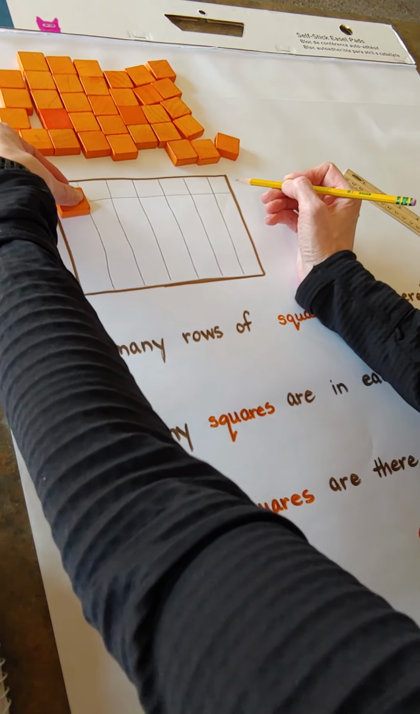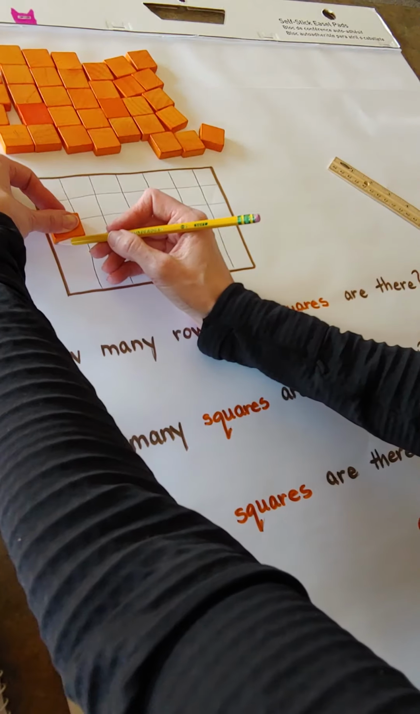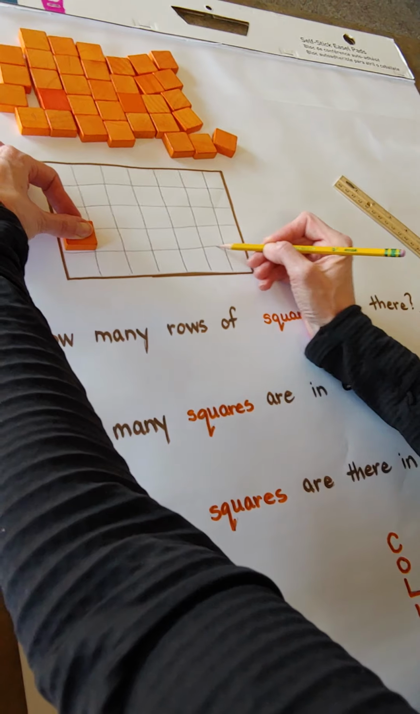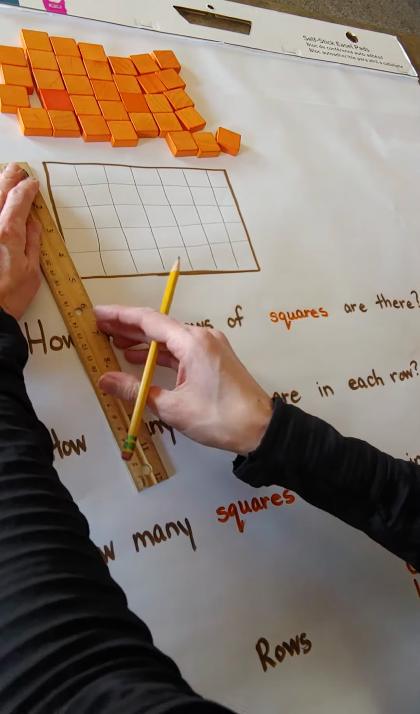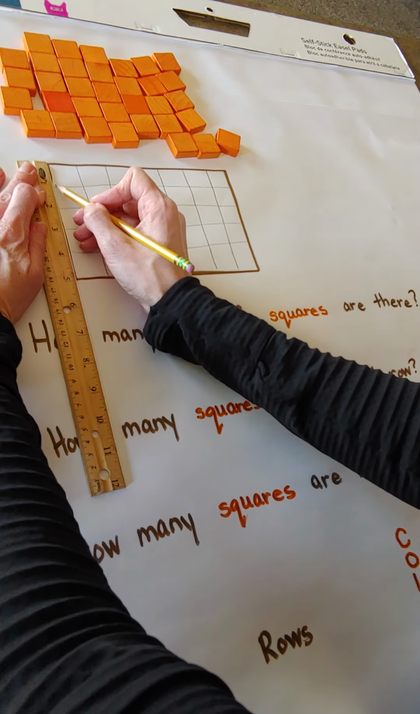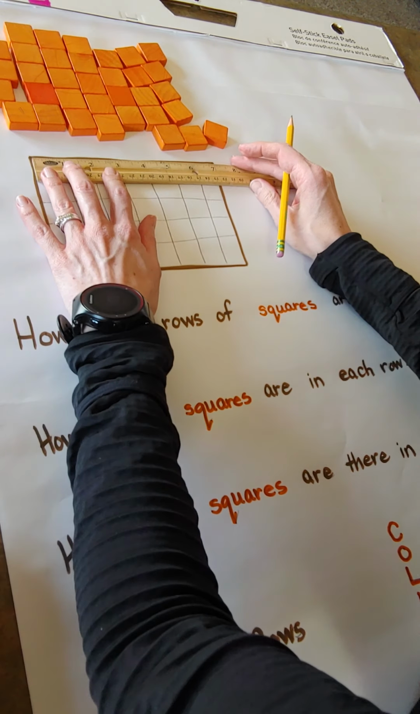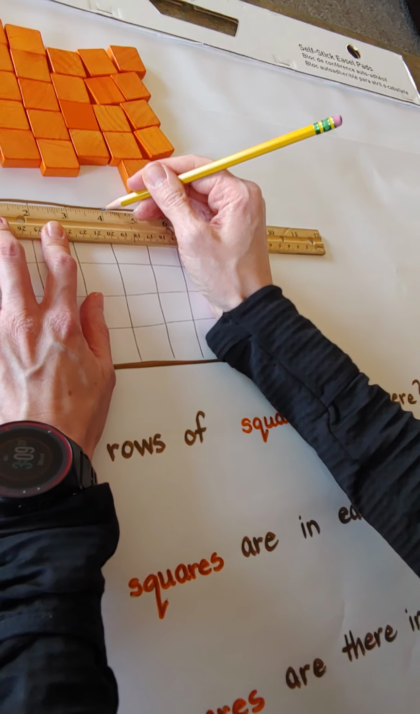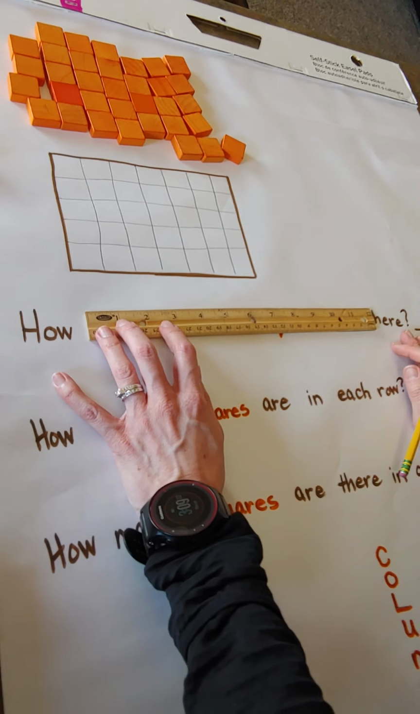1, 2, 3, 4, 5. Now, friends, at home, I might just hold your ruler and go 1, 2, 3, 4. And I might draw it here. 1, 2, 3, 4, 5, 6. And then just draw those lines across and down.